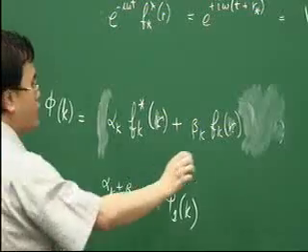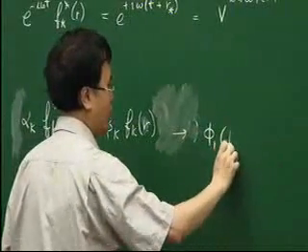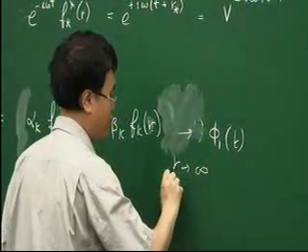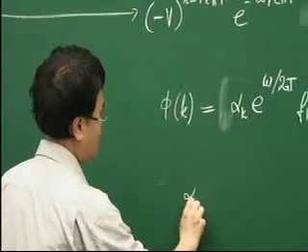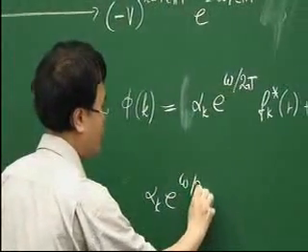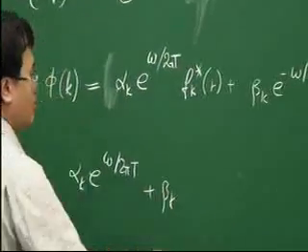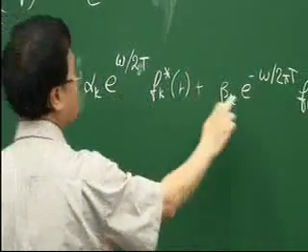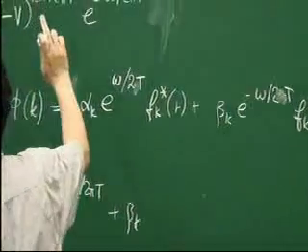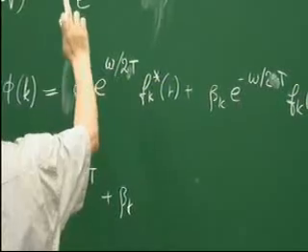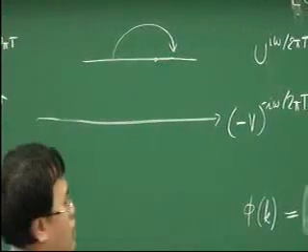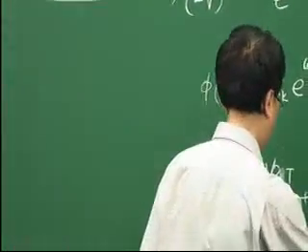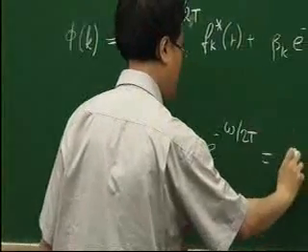In order for this to go to phi 1 of k when r goes to infinity, or equivalently z goes to 0, I need alpha plus beta to be equal to phi 1. Here I would have to impose the condition alpha of k e to the omega over 2 pi t plus beta k e to the minus omega over 2 pi t is equal to phi 2. I made some mistake in here, it's 2 pi t.